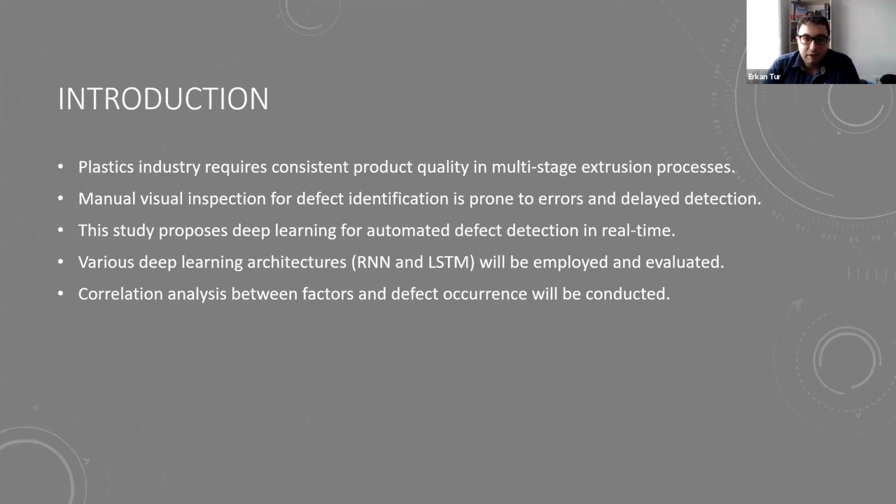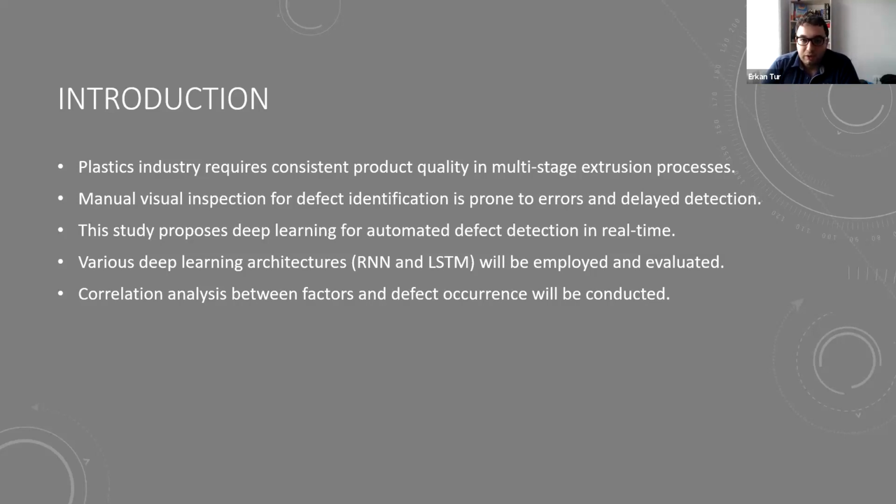While sensors efficiently monitor product parameters, manual visual inspection for defect identification is prone to errors and delays. This study proposes the application of deep learning techniques to automate the defect detection in the multi-stage plastic extrusion process. By leveraging the power of deep learning models, real-time identification of defects can be achieved, leading to improved efficiency and accuracy in quality control.